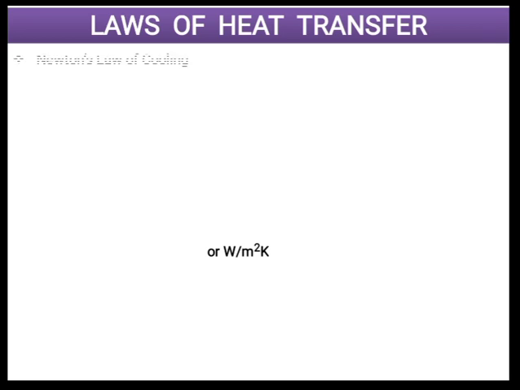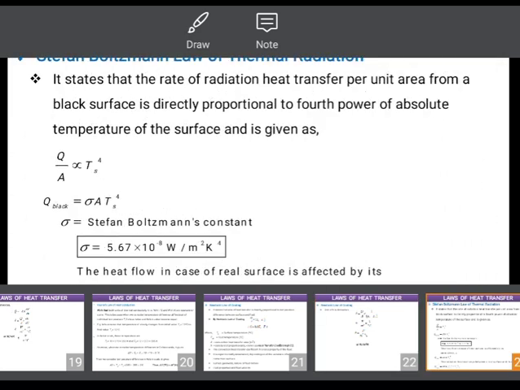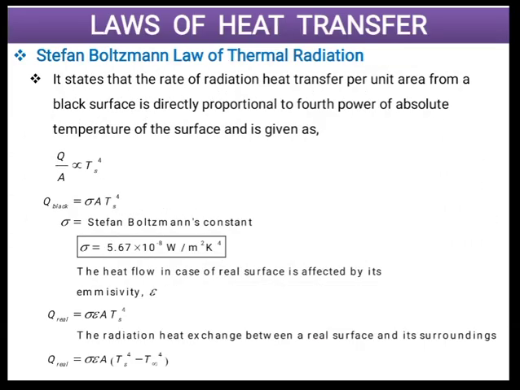It simply tells us that the radiation heat transfer per unit area from a black surface is directly proportional to the fourth power of absolute temperature of that particular surface. So mathematically we can write, the radiation heat transfer per unit area is directly proportional to the fourth power of absolute temperature of that surface.